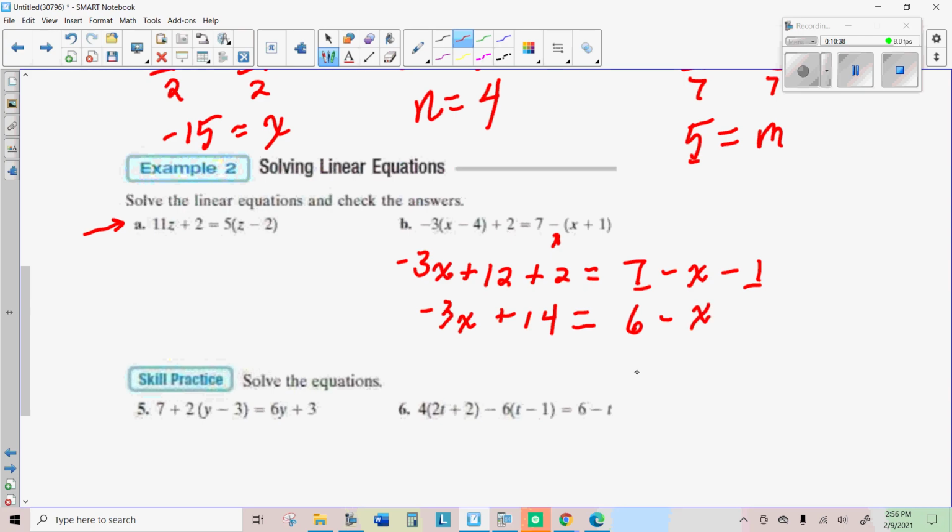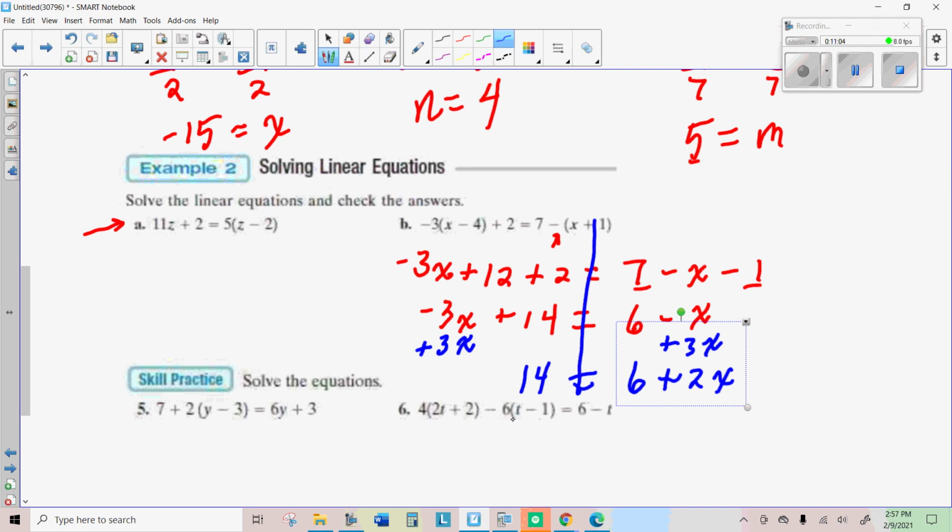Now I have to clear the x from one side. I'm going to do that by, let's see, I want to have a positive coefficient, so I'm going to add 3x to both sides. So I'll put my line in here now, plus 3x. So now I get 6 plus 2x on this side. And on this side, negative 3 plus 3 is 0, so that's down to 14.